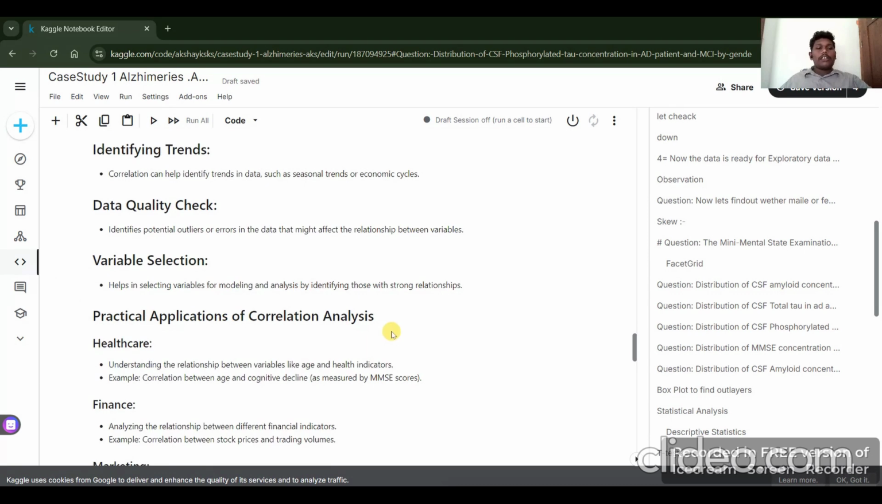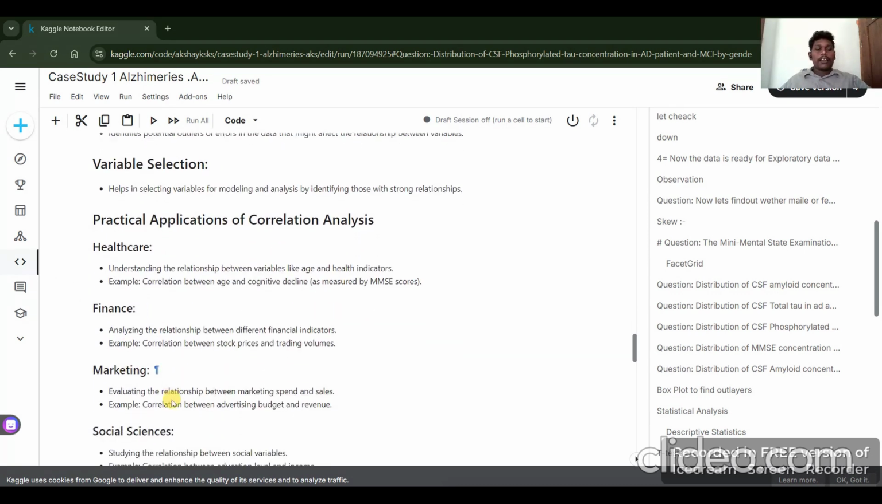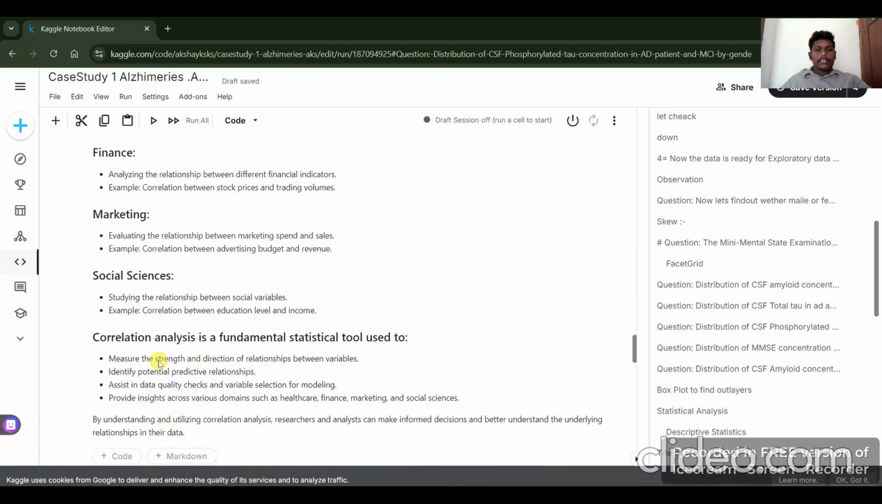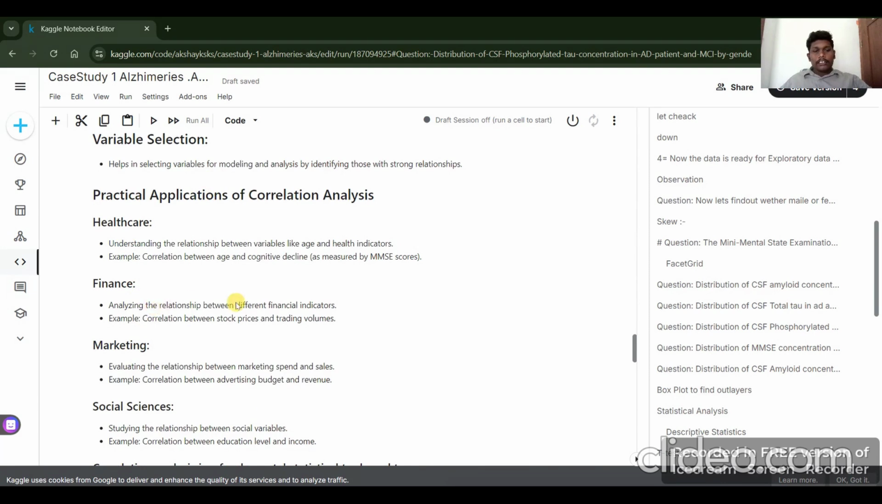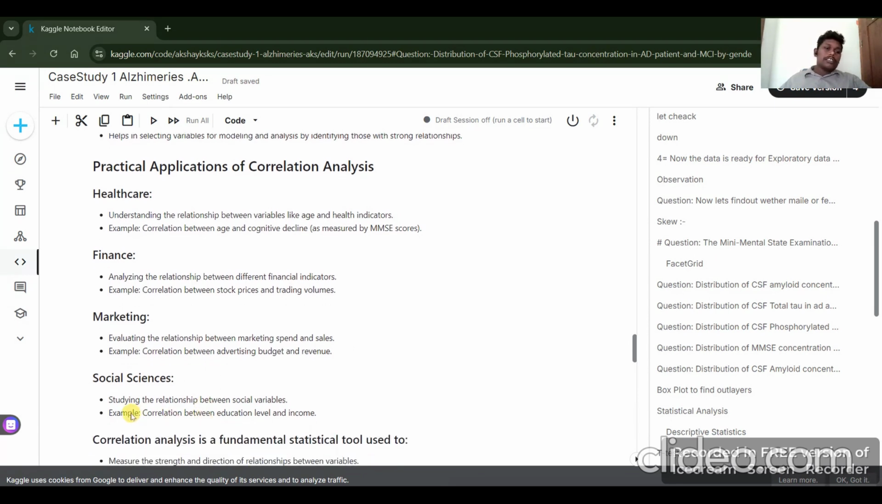Practical applications of correlation analysis include healthcare, finance, marketing, social science, etc. Finance: analyzing the relationship between two different financial indicators, for example the correlation between stock price and trading volume. Marketing: evaluating the relationship between marketing spend and sales, the correlation between advertising budget and revenue. Social science: studying the relationship between social variables, such as the correlation between education level and income.